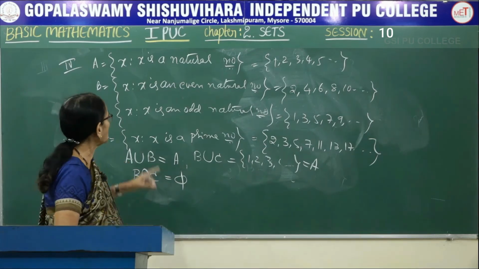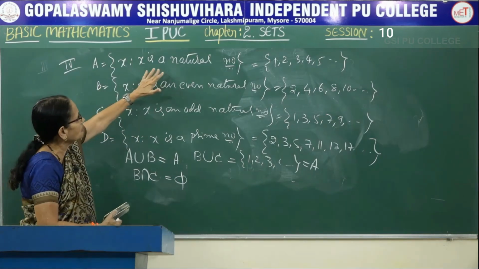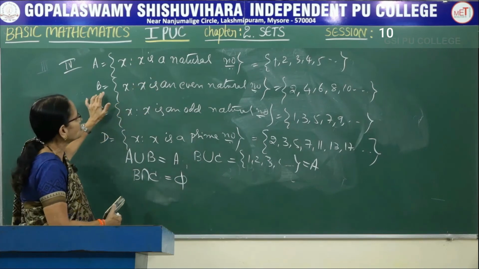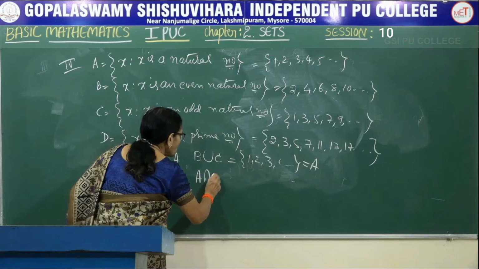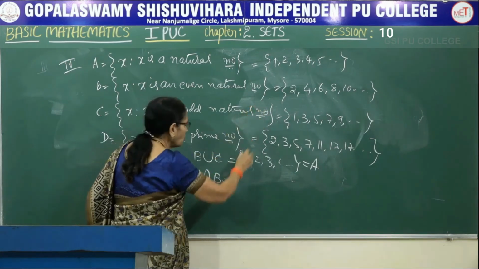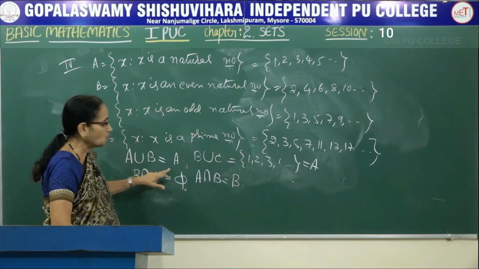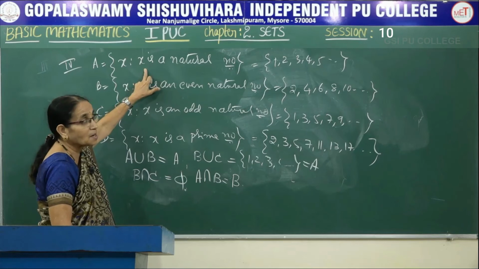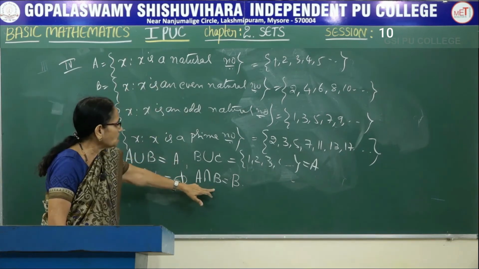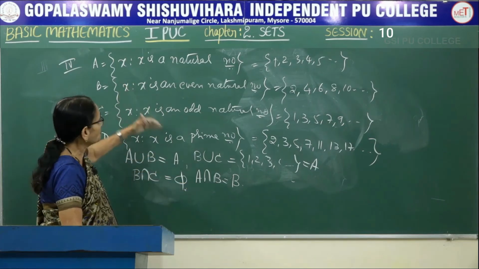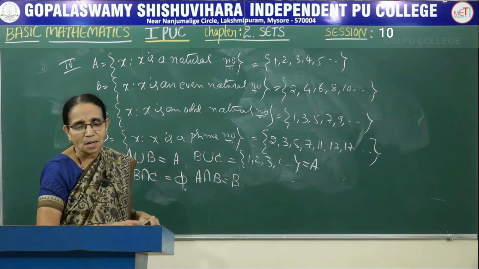Now, take A intersection B. A is a set containing only the natural numbers. B is a set containing the even numbers. That is, A intersection B is containing 2, 4, 6, etc. It is nothing but the set B. So, when you take A union B, it becomes the original set A, because B is a subset of A. Now, A intersection B, if you take here, it becomes B, because B is a subset of A. When you take the intersection, it becomes a set B itself.